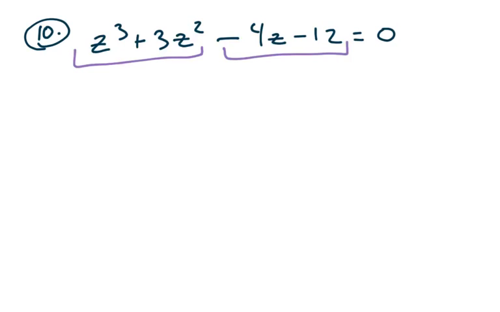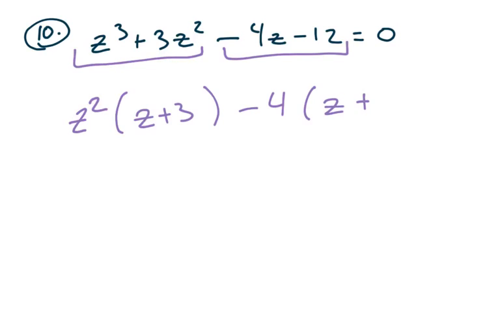So we'll pair them. z cubed and z squared all share a z squared, which leaves me with z plus 3. Notice if I factor out a negative 4 in the second pair, you get negative 4 times z plus 3. So also note when we divide by negative 4 here, I'm changing the sign of both of them. Hence we have z plus 3. This is fantastic because now I can factor out a z plus 3.